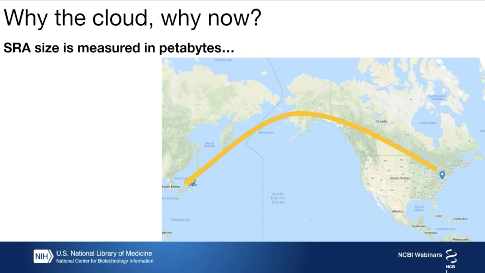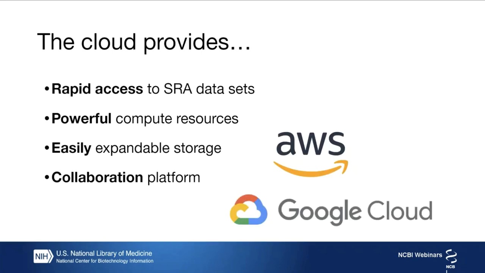And because there's such great benefit from it, we want to speed this up for the scientific community. And so we went ahead and moved all 14 petabytes of SRA archival data into the cloud. And from there, you can get faster access to this data. You have powerful compute resources in the cloud that are available to you on demand. You can easily expand the storage that you are using in the cloud, so you're never waiting to get more storage. And the cloud can be a great collaboration platform.